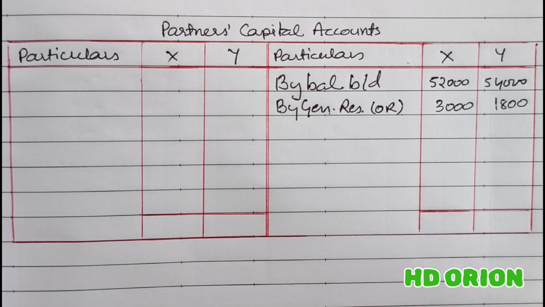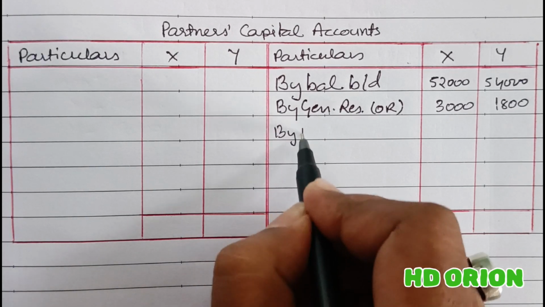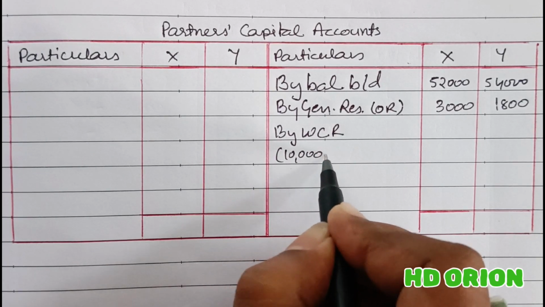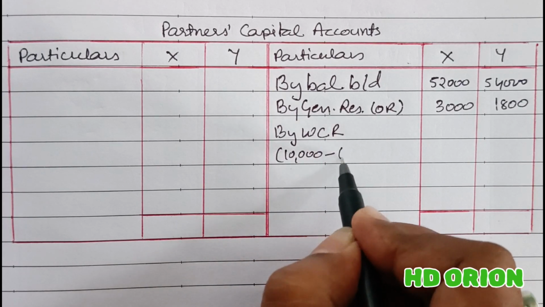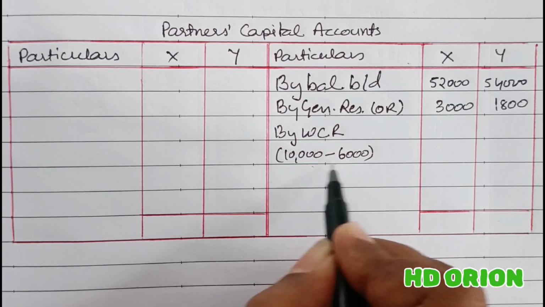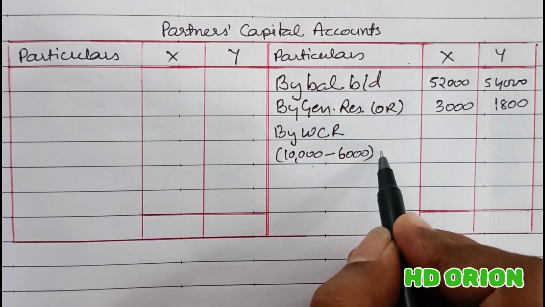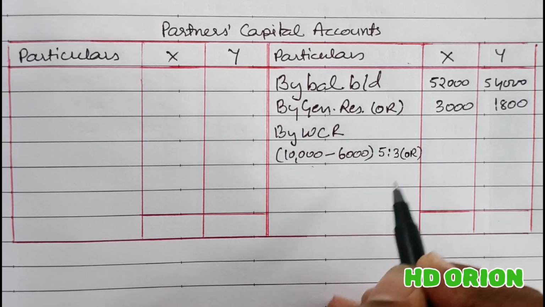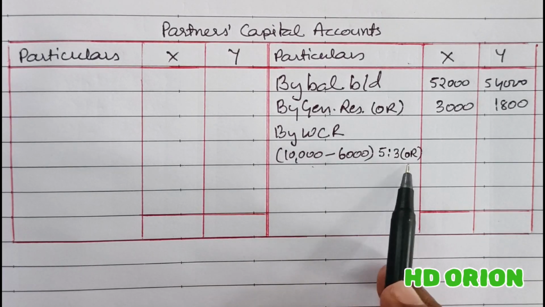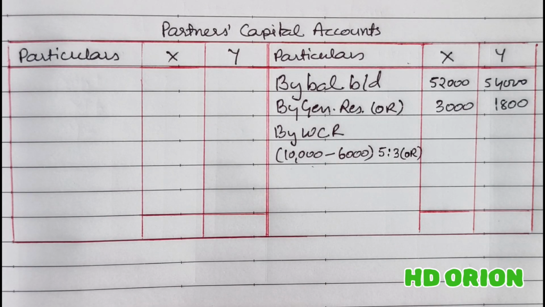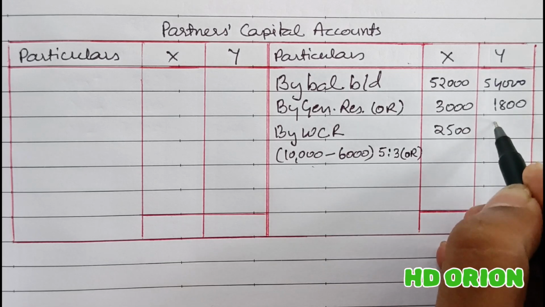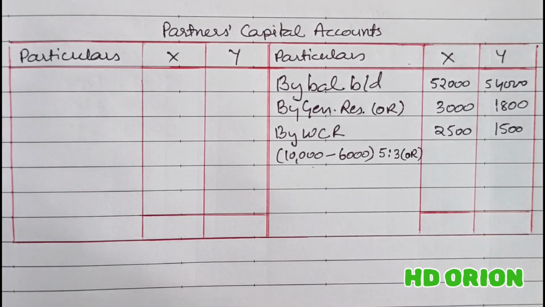And then next reserve is workman compensation reserve. So by workman compensation reserve, it was of rupees 10,000, but there was a claim of rupees 6,000. So the remaining amount, that is 4,000 rupees, will be given to the partners in their old ratio, which is 5:3. So when 4,000 is broken in the ratio 5:3, it is 2,500 and 1,500, that way.